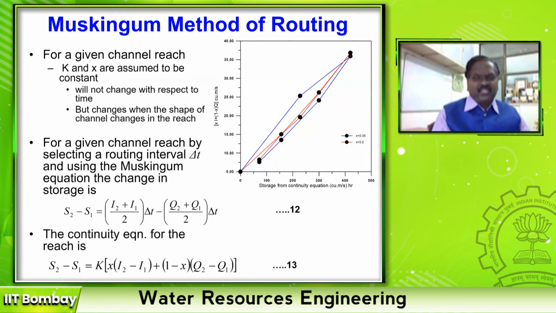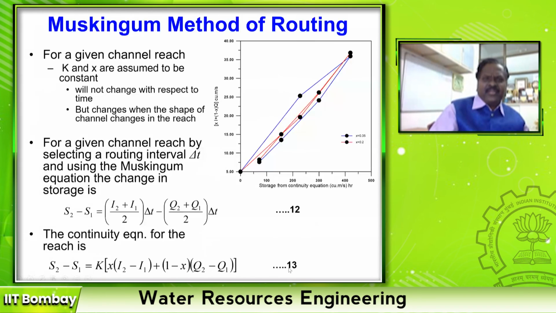So this will not change with respect to time, but changes when the shape and channel bed characteristics are changed. So for a given channel reach, by selecting the routing interval delta t in the Muskingum equation, S2 minus S1 equals (I2 plus I1) by 2 times delta t. So this is my mass balance equation where delta t is involved. But in the continuity equation, I know the storage at the start of the time and the storage at the end of the time. So the difference between these two storages is the storage due to the Muskingum method. So S2 minus S1 by the Muskingum method is K times (x(I2 minus I1) plus (1 minus x)(Q2 minus Q1)). Whether I estimate the difference in storage using mass balance or using Muskingum, both should be equal. That means the right-hand side of equation 12 is equal to the right-hand side of equation 13.